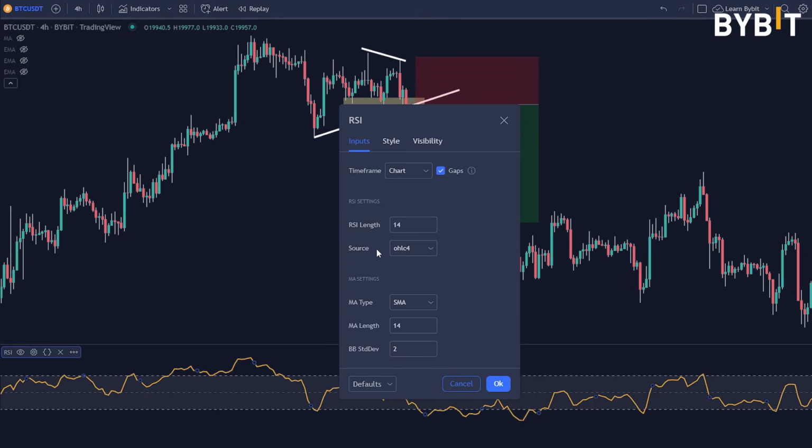First of all, if we change the source of our RSI setting, if you use OHLC, open, high, low, close, and divide it by 4.